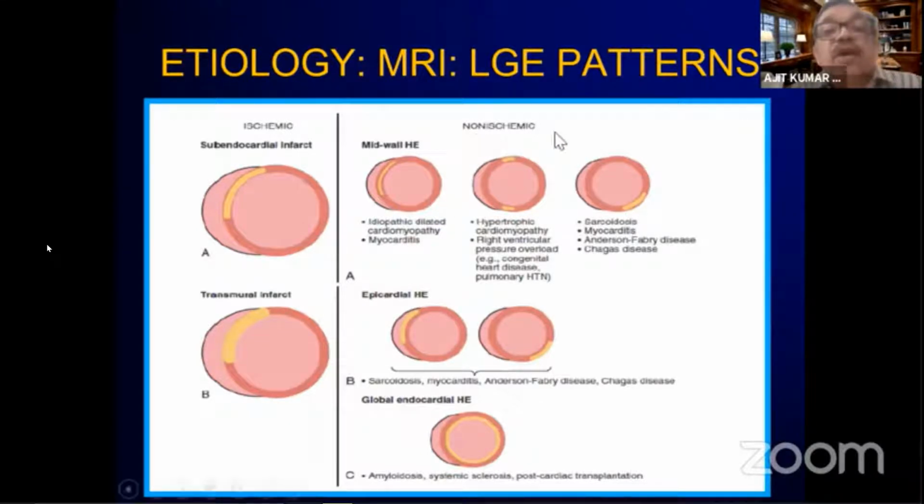While when you look at non-ischemic cardiomyopathies, or conditions with heart failure with non-ischemic LV dysfunctions, the mid-wall hyperenhancement is characteristically seen in dilated cardiomyopathy, myocarditis, hypertrophic cardiomyopathy. When you find epicardial, subepicardial enhancement, it is seen in sarcoidosis, myocarditis, and subendocardial concentric enhancement is typically seen with amyloid, systemic sclerosis. We will come to all these in detail, but this is an idea that the pattern of LGE conforms to the etiology.